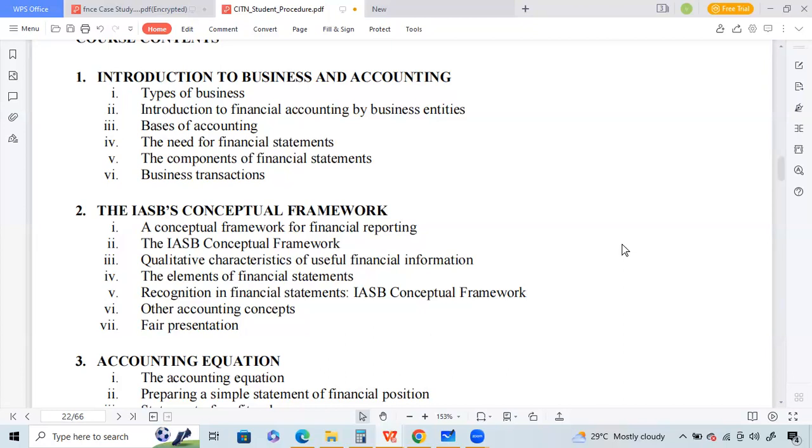And we also have the cash basis as well. So those are the two bases that we are going to be looking at. And in financial accounting, we use the accrual basis.